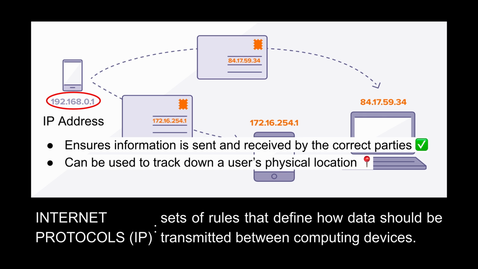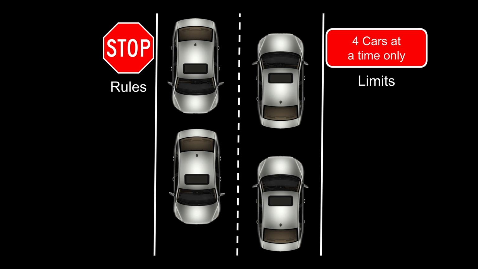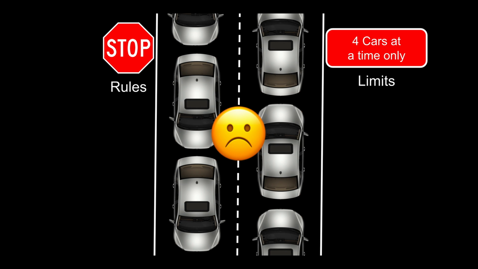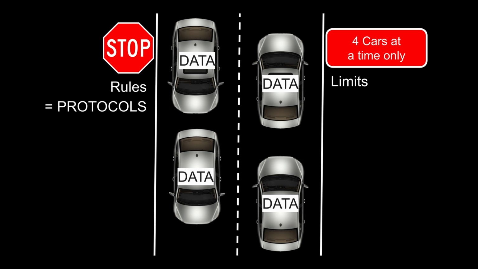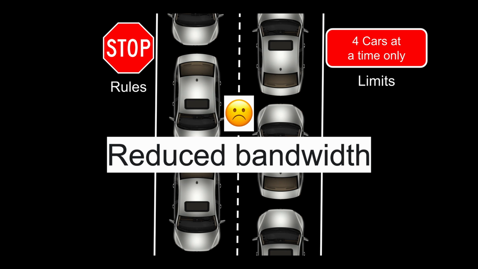The internet is similar to a road network. It has rules that you need to follow, and only a certain amount of cars can get through at a time. If too many cars try to go down the same road, the traffic gets congested. Therefore, there's a limit of how many cars can go down the same road at the same time. In this road situation, the rules represent protocols, cars represent data, and the limit of how many cars can go down the same road at the same time represents the bandwidth. The case of traffic congestion, in the context of the internet, is known as reduced bandwidth.